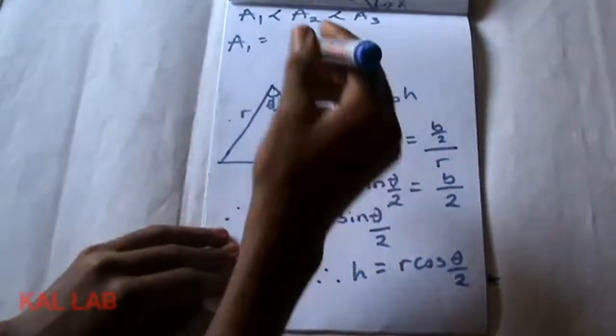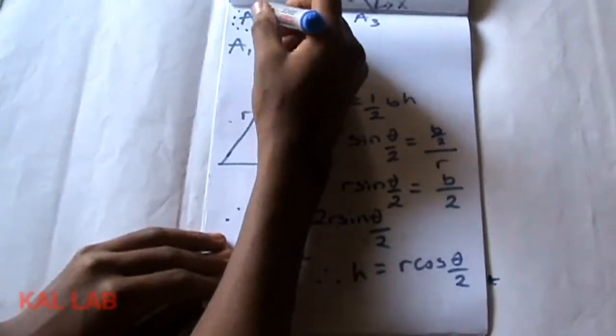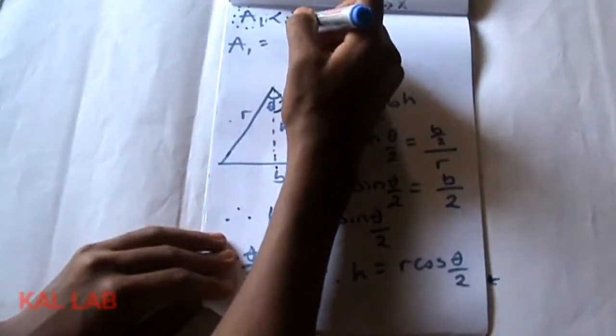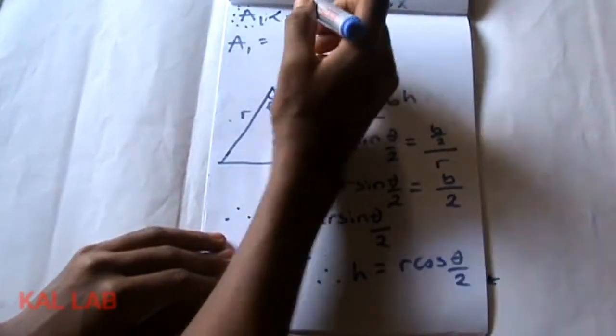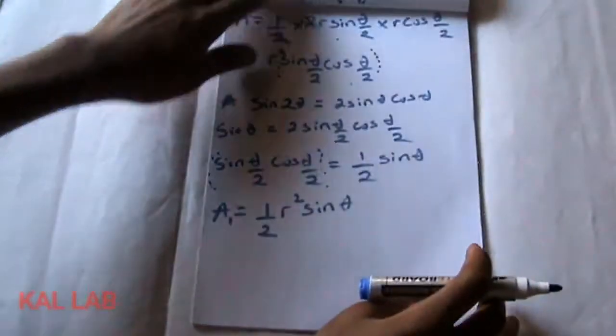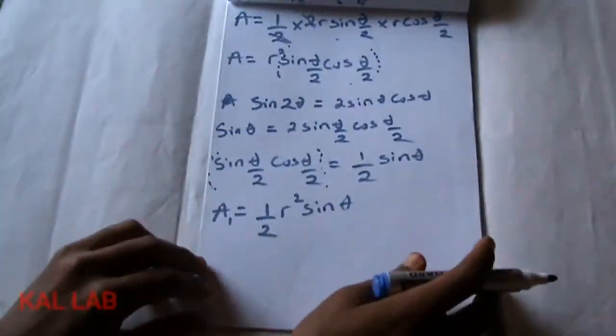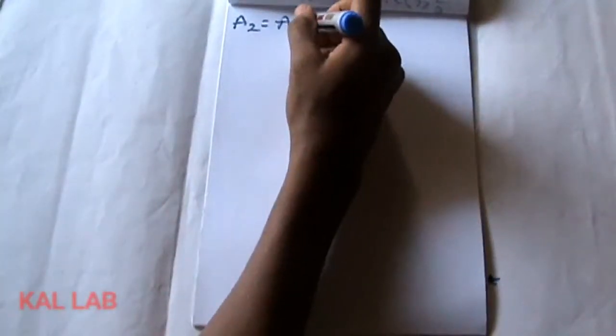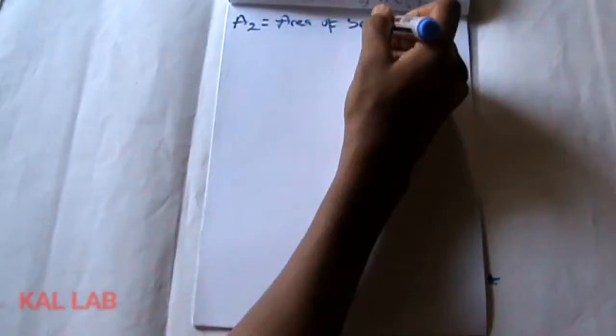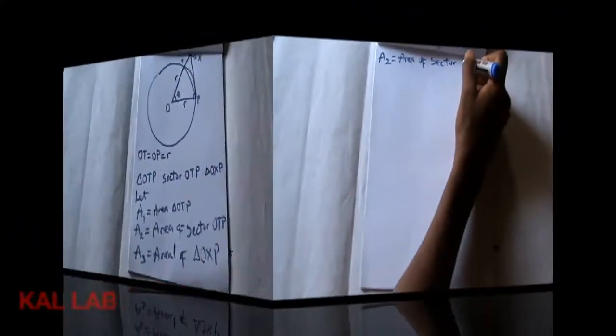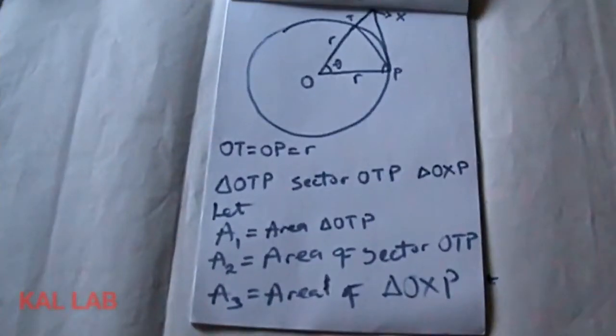Now we found A1. It's time to move on to look for A2. A2 is the area of the sector. That is, from our reference circle, we can find out that A2 is the area of the sector OTP.